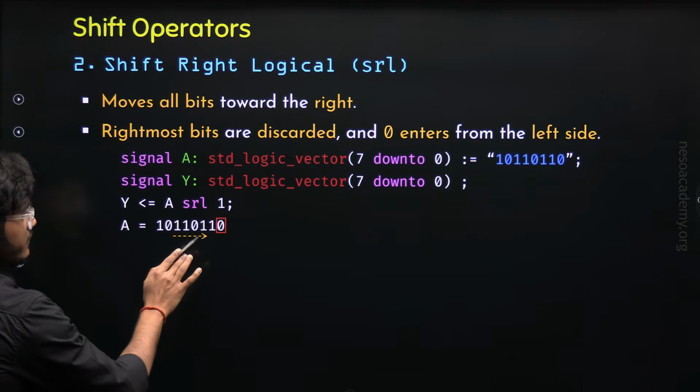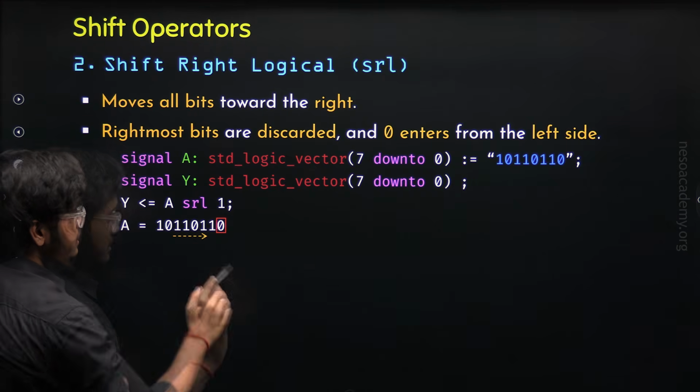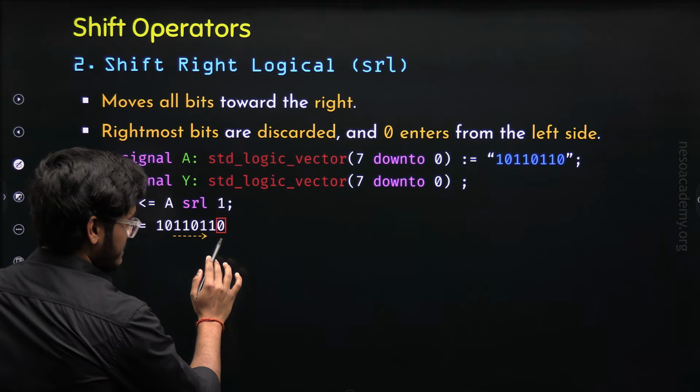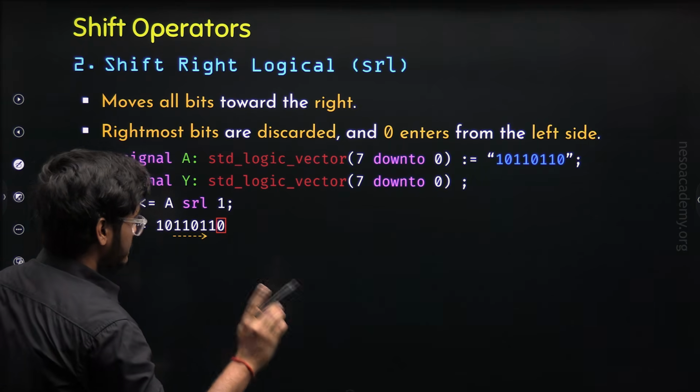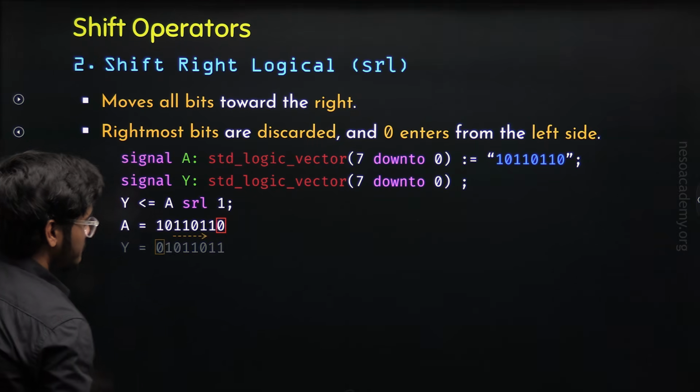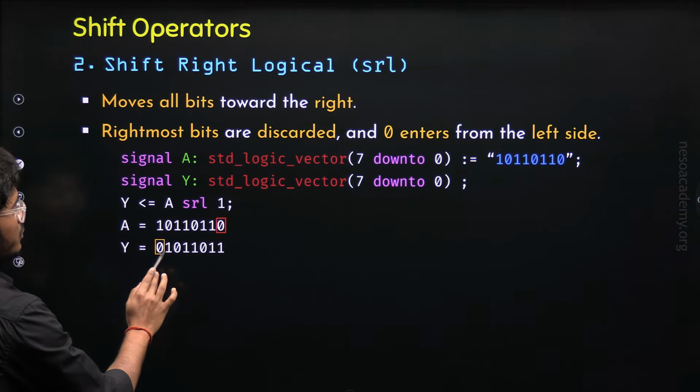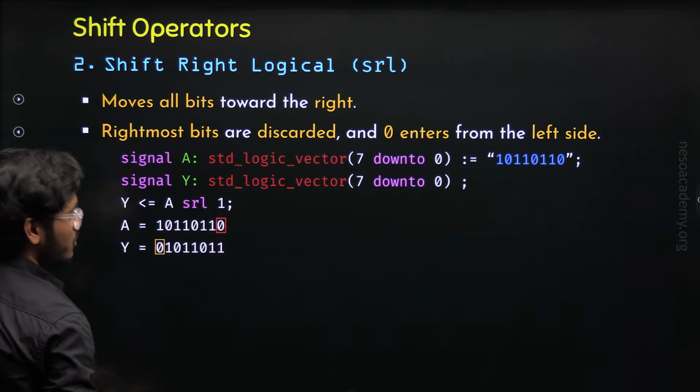So, shift the vector to the right by one place. Therefore, this LSB will be discarded and the entire vector will shift to the right by one place, which will create an empty position. And the output will be 0, 1, 0, 1, 1, 0, 1, 1.